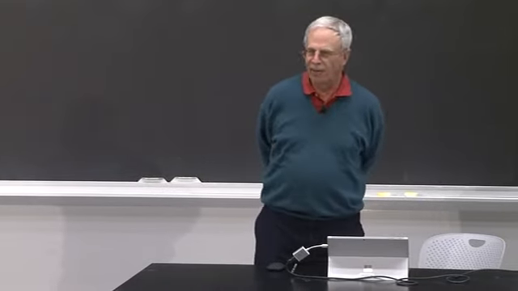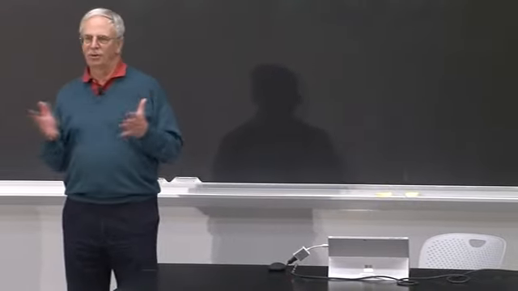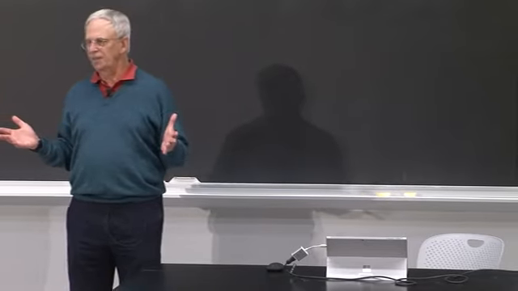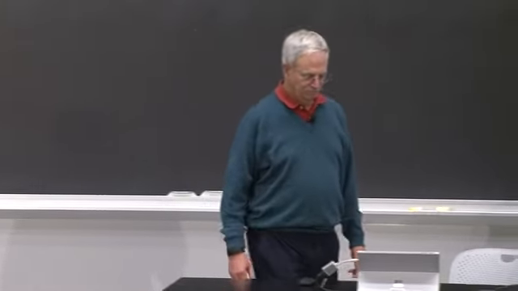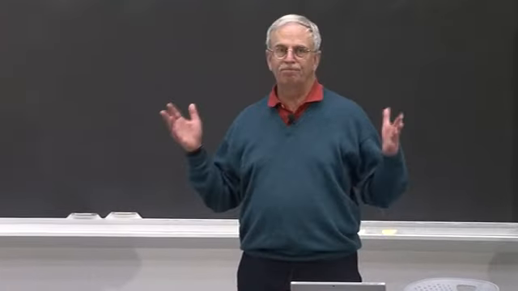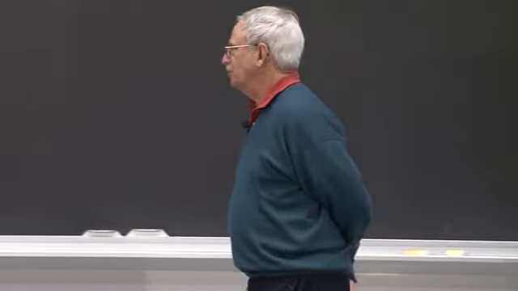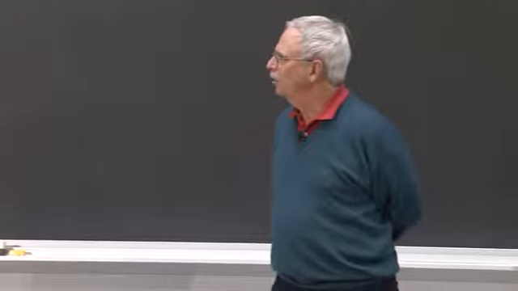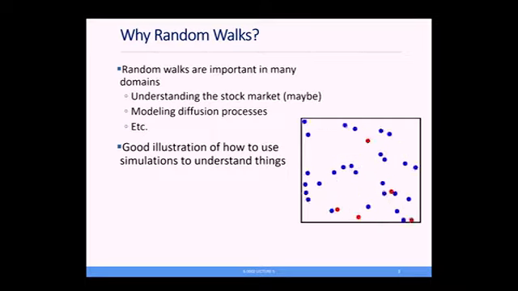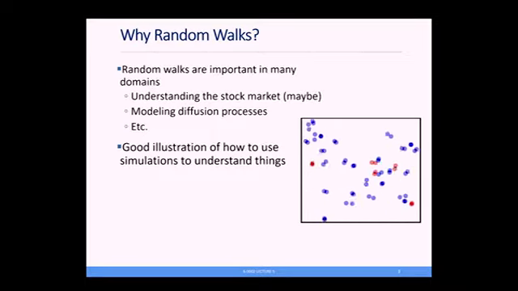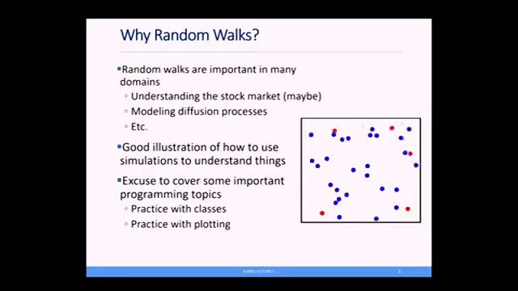Those of you who are not interested in making money, and I presume that's most of you, it's also very important in many physical processes. We use random walks, say, to model diffusion, heat diffusion, or the diffusion of molecules in suspension, et cetera. So they're very important in a lot of scientific and indeed social disciplines. They're not the only important thing, so why are we looking at those? Because I think it provides a really good illustration of how we can use simulation to understand the world around us. And it does give me an excuse to cover some important topics related to programming.